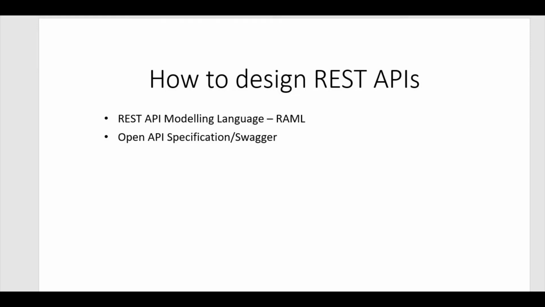Hello everyone. So in this video we will go through how to design the REST APIs. There are two ways to design the REST APIs. The first one is we can use REST API modeling language, which is called RAML, and we have another way which is called Swagger, and it is also known as Open API specification. So first let's go through RAML, which is mostly used for designing APIs using Mulesoft.